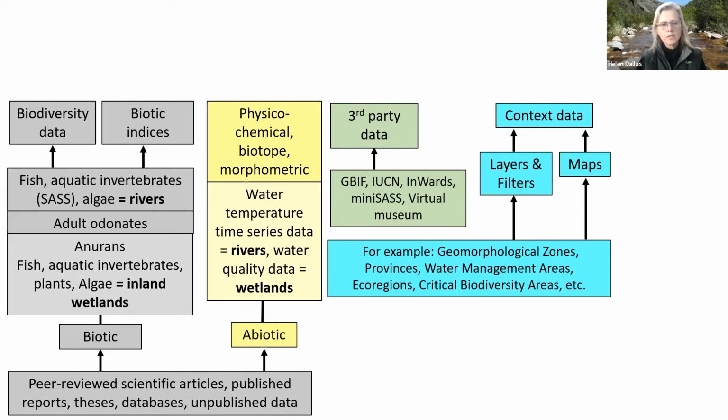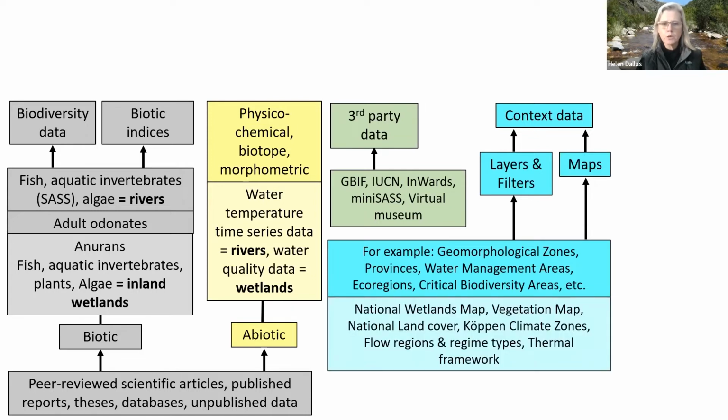Then biodiversity data, it's really important to be able to visualize this data within a spatial framework. And for this, we have brought in what we call context data. And this essentially includes layers, which allow you to produce maps and visualize data, as well as filters, which allow you to select a subset of data for viewing. And in phase 1, because it was river focused, we included things like geomorphological zones, as well as things like ecoregions. And then in phase 2, we're going to be expanding to include the national wetland map, as well as various things like flow and thermal frameworks, which are actually already in the system.